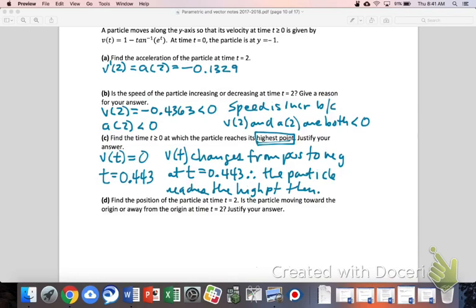Notice it didn't give you a closed interval. It did give you a closed interval on the left end with the 0. But you can notice, of course, that starting at 0 over to that 0.443, there's only positive motion. And then you only get that sign change from positive to negative just that one time. So your real only candidate is going to be that 0.443 number.